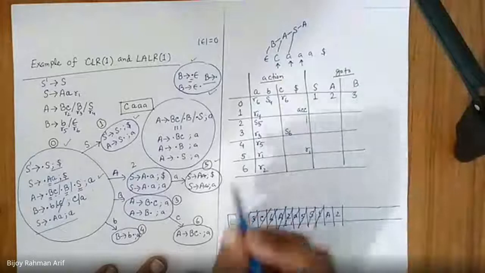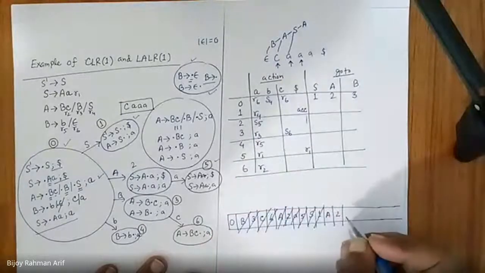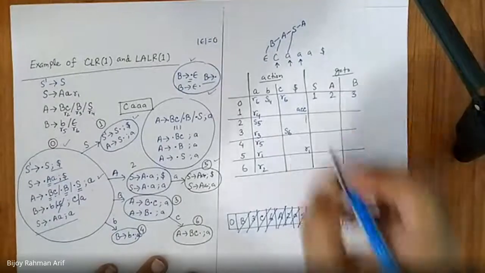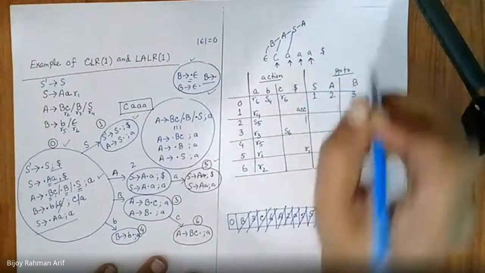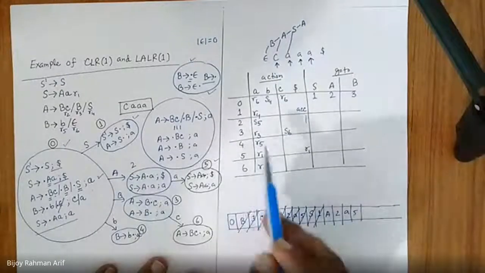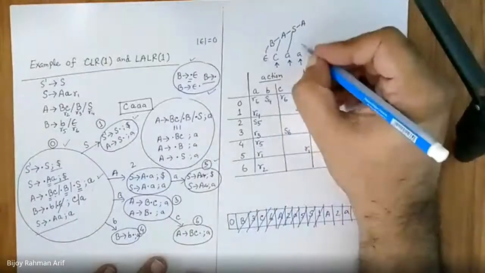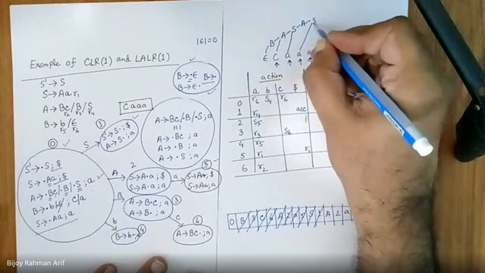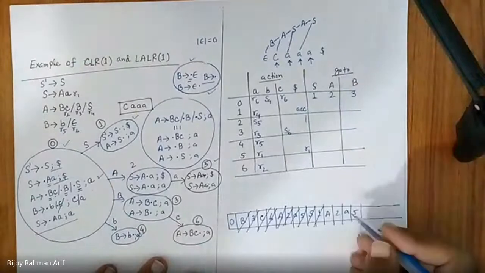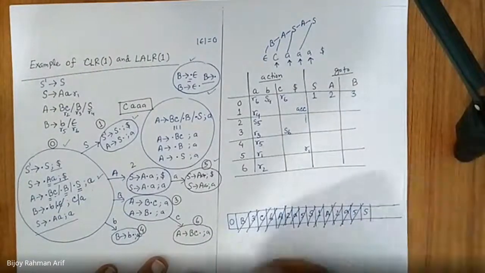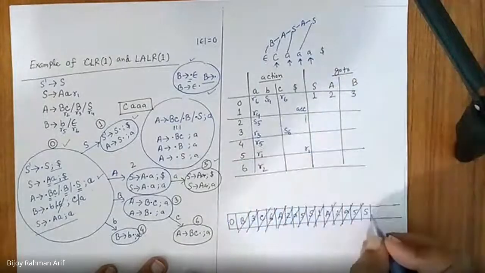Now 2 is saying A. I have to shift. So A, 5. I'm going to move the lookahead. Now 5 is saying A, which is rule number 1. So this A and this A would become S. So I'm going to pop 4. Push S. 0 seeing S, I'm going to state number 1.